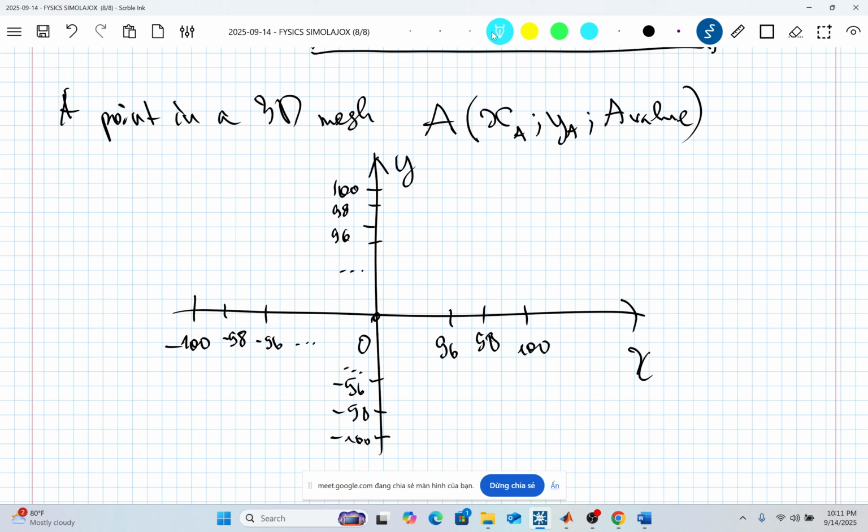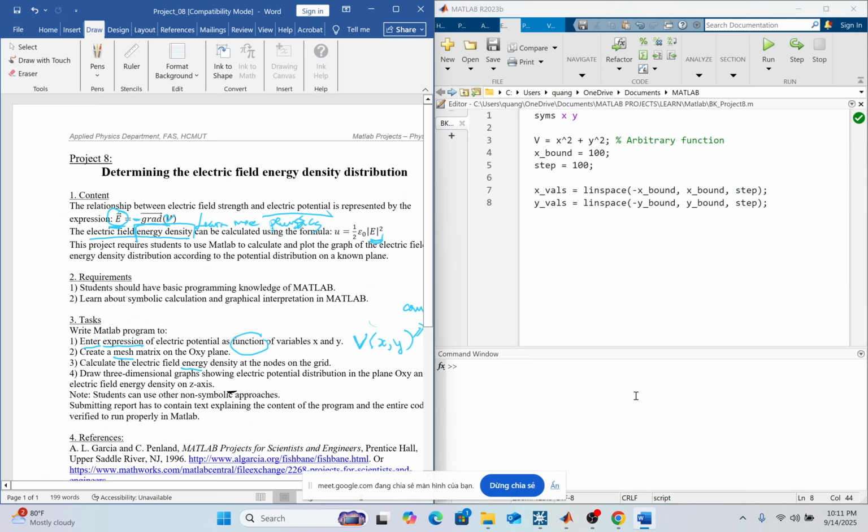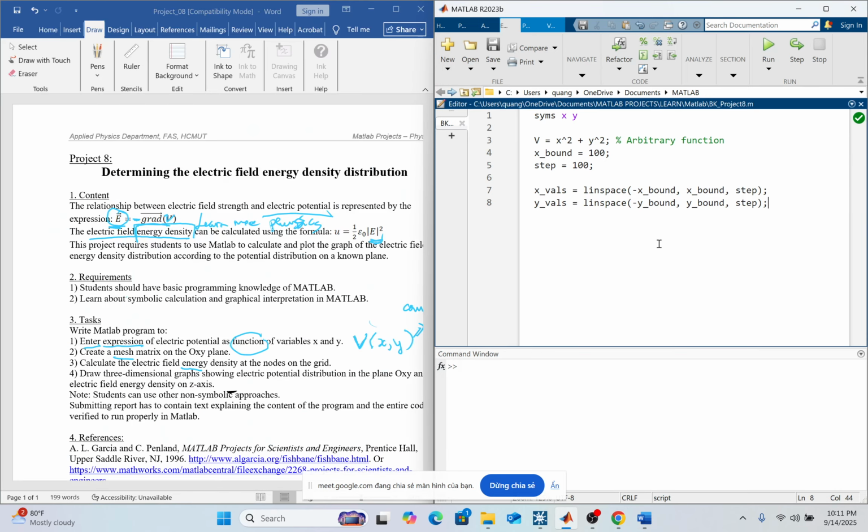And I will calculate the value of the points just in those sets of coordinates. I won't evaluate every point in the space. Okay. Then what more? Then you can create a mesh grid of x values and y values.